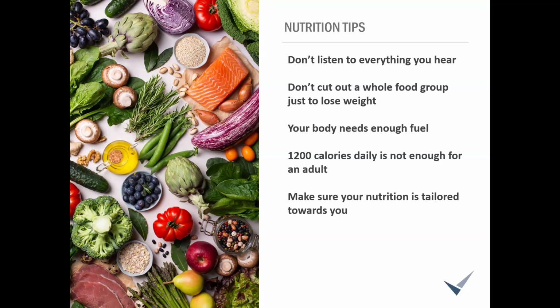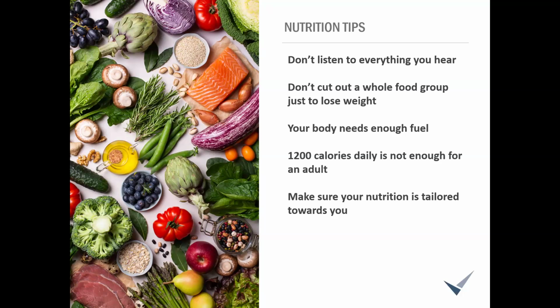This goes to the next tip. A 1200 calorie total daily intake is not enough for an adult. 1200 calories total daily intake will not supply our body with enough energy. Cleveland Clinic recommends for adult women a minimum of 1600 for sedentary lifestyles and about 2400 for those with active lifestyles. For men, they recommend about 2000 to 2800 depending on the activity level of said individual.